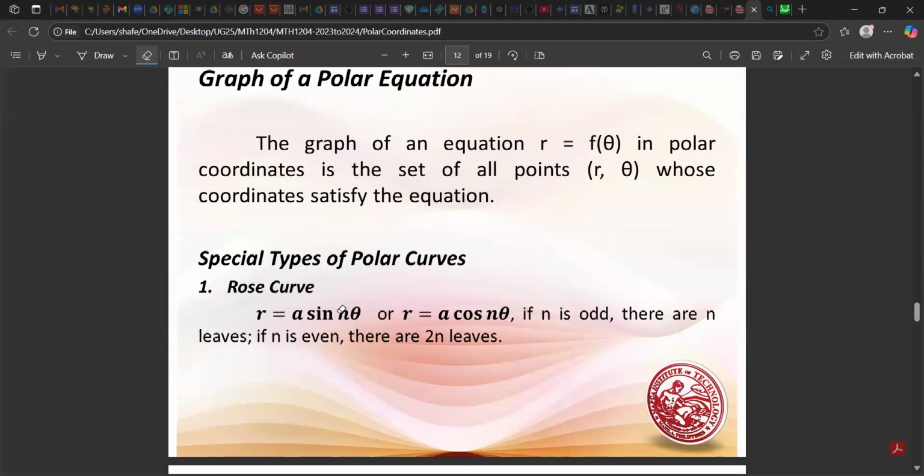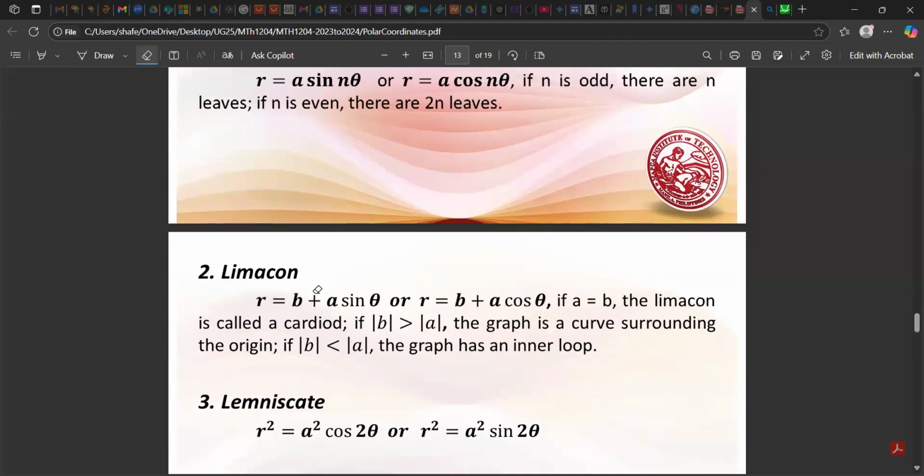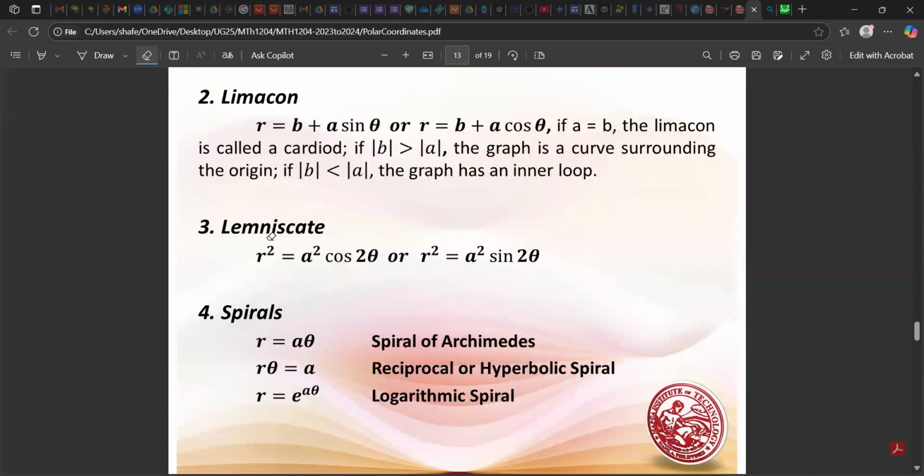So those are basically the broad categories of polar curves we'll deal with, right? We'll have the rose, the limaçon, and the cardioid. They're kind of related. The lemniscate and the spiral, right? We'll put it as four categories. Good. And you see their graphs, what they will look like.